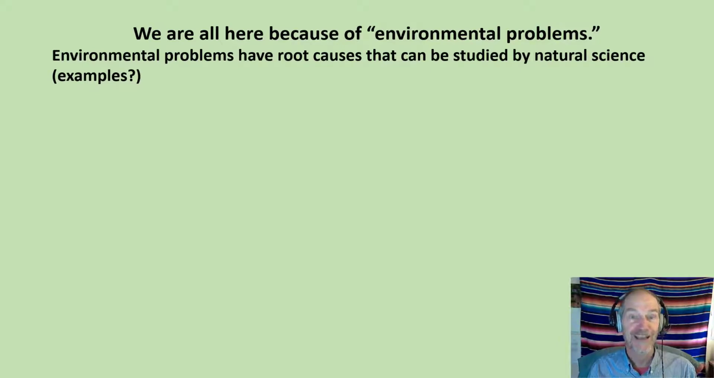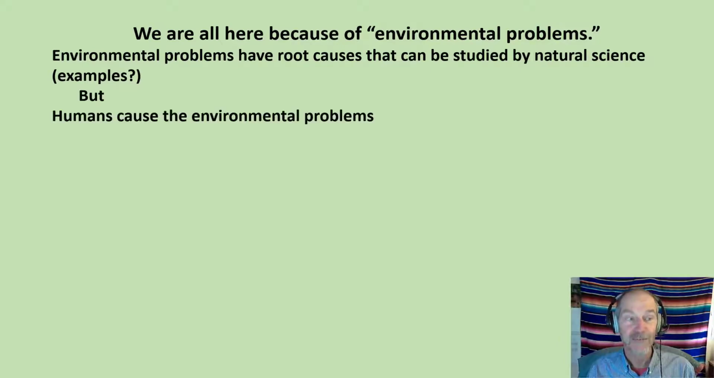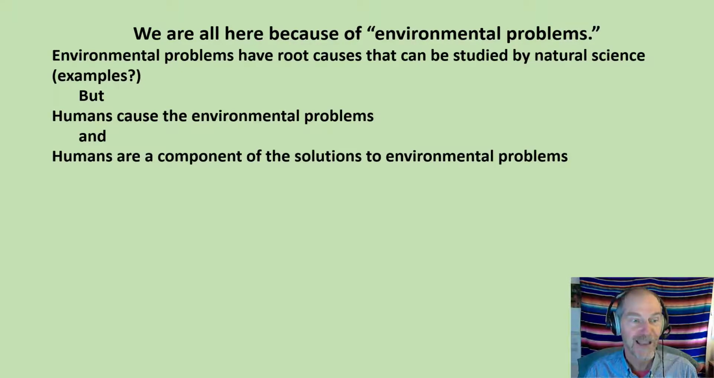Invasive species can be studied by natural science, but humans cause the environmental problems, at least the ones that we study. I mean, you might say that some natural variation in the environment is causing a problem. Yeah, it's true. But largely, humans nowadays, with 7 billion people on the planet, are the cause of most major environmental problems. And humans are a component of the solutions to environmental problems. So we not only start the problems, but who's going to fix the problems?